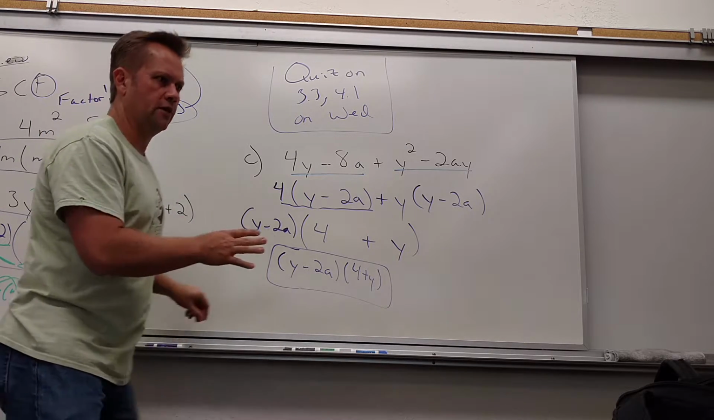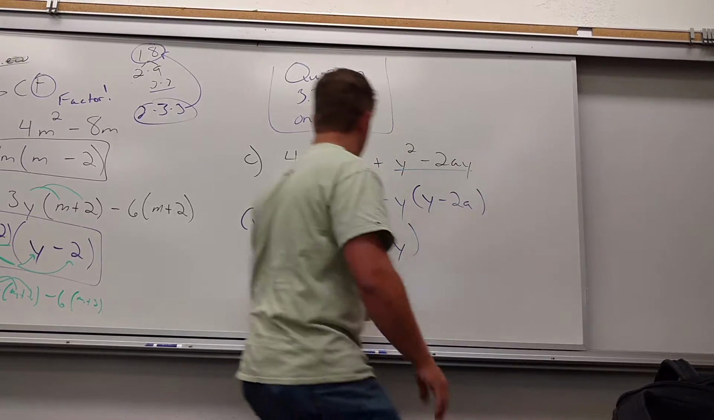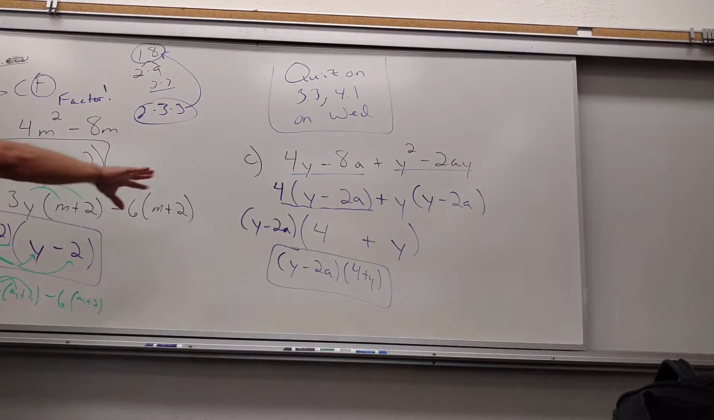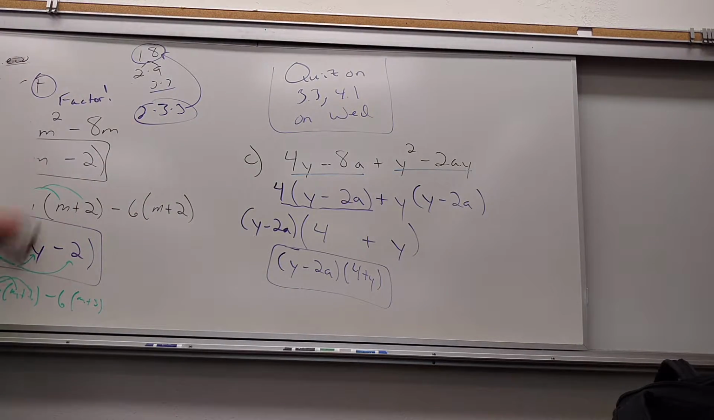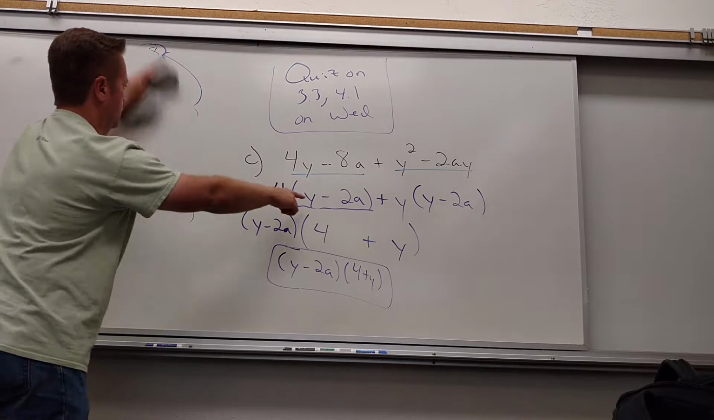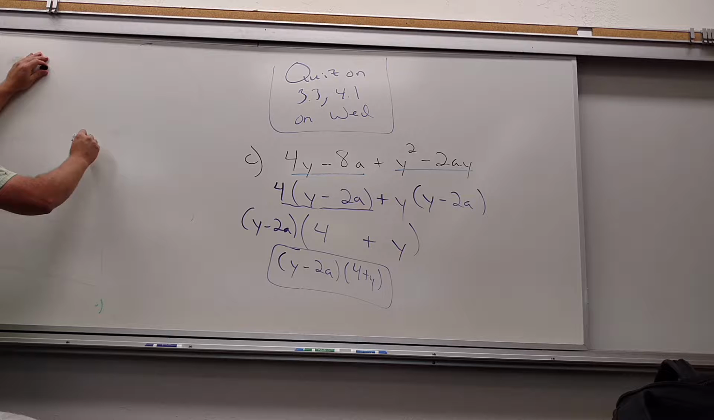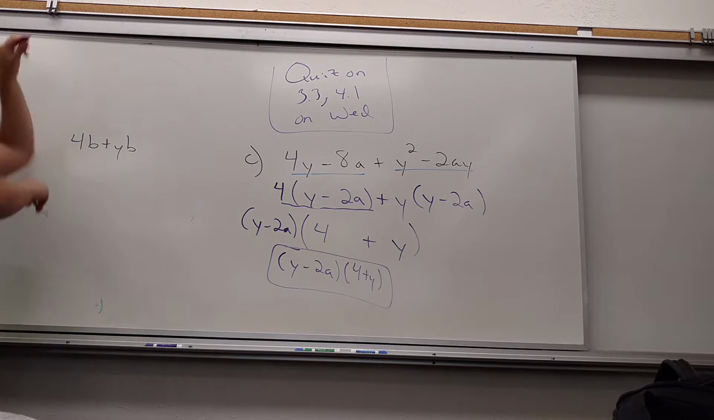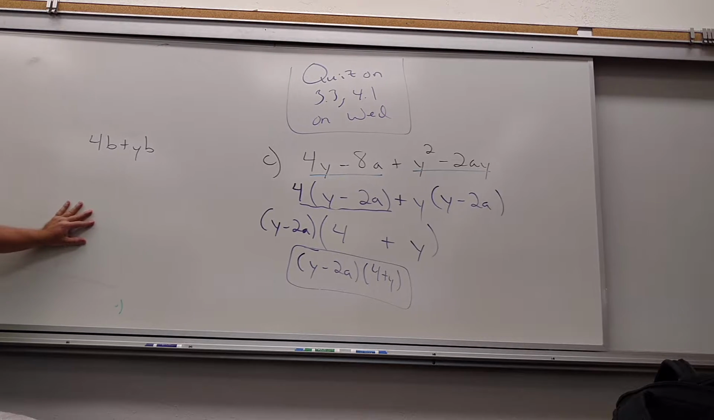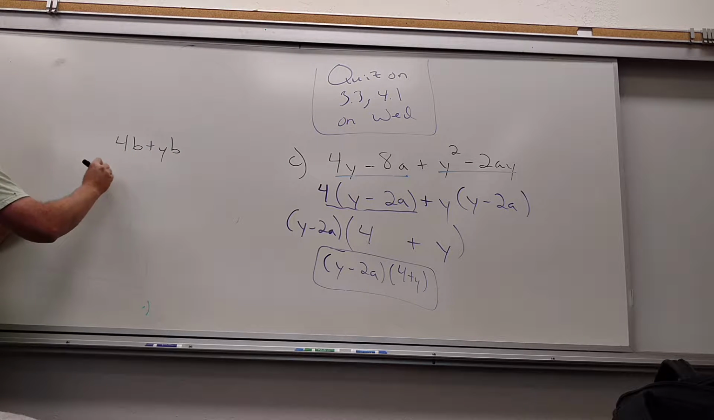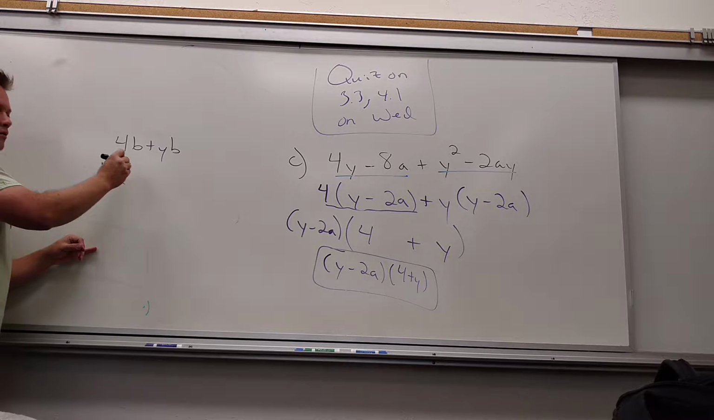This step is the one that I'm always curious if students can really see correctly, because there's so much going on there. So right here, if I wrote 4b plus yb, how do you factor that? No tricks, come on. What comes out of both? B, and you're left with?